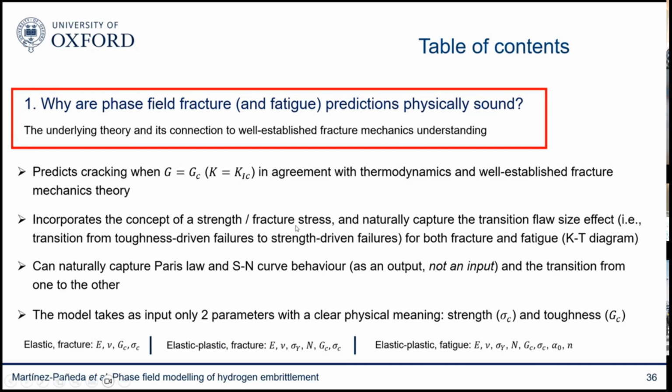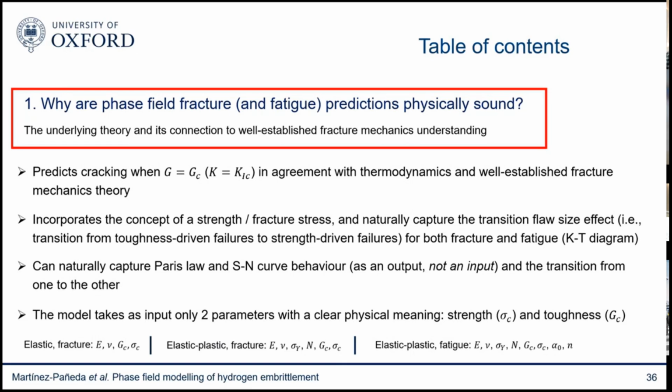Multiple reasons. One is that you predict cracking when the energy release rate reaches a critical value, or when your stress intensity factor reaches your material toughness, in agreement with thermodynamics and well-established fracture mechanics theory. So this is good. Not only does it coincide with what we have been working on for the past 50 years, but it's also in agreement with what engineers know, what we have in our engineering standards. So for the simple cases where you can apply analytical fracture mechanics, the model will give you the same result.